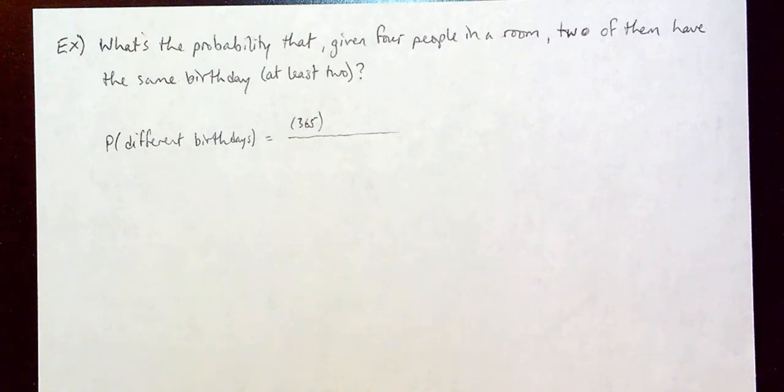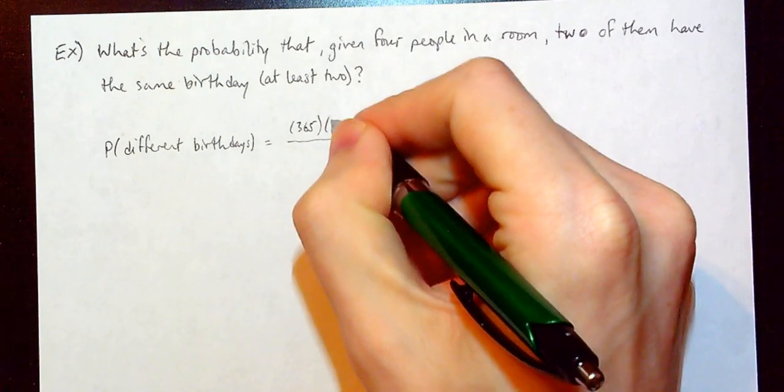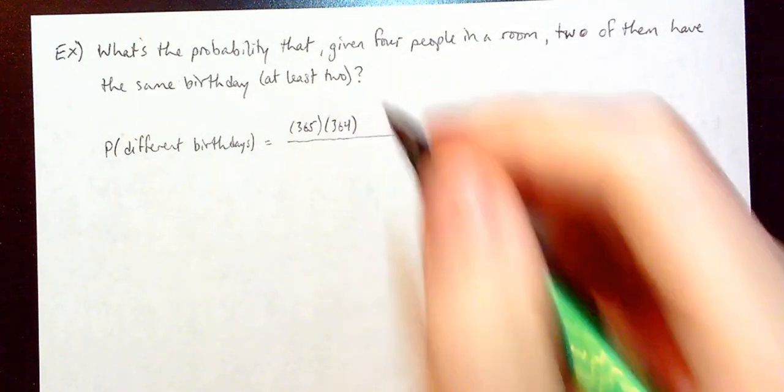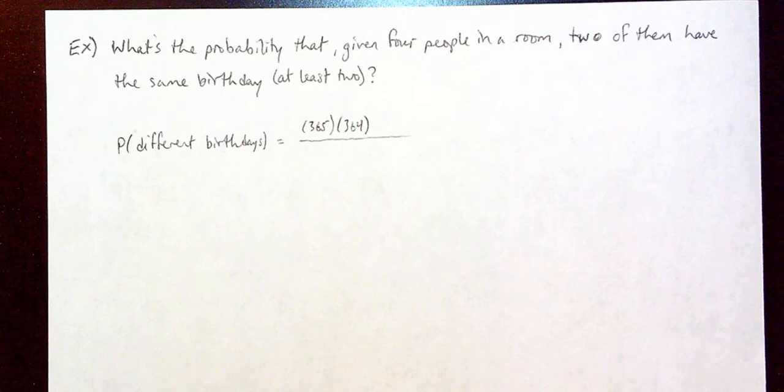We go to our next person. If we want to find, in the end, the probability that they have different birthdays, then the second person can't have the same birthday as the first person. So the birthday of the first person has to be thrown out. And thus there are 364 possibilities, not probabilities, possibilities for the birthday of the second person.